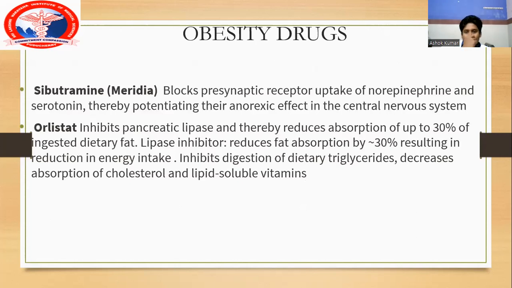Before going into surgeries, usually we try lifestyle modifications, psychotherapy, and certain pharmacotherapies. The drugs most commonly used in obesity are sibutramine and orlistat. Sibutramine blocks the presynaptic reuptake of norepinephrine and serotonin, thereby potentiating their anorexigenic effect in the central nervous system. Orlistat inhibits pancreatic lipase.